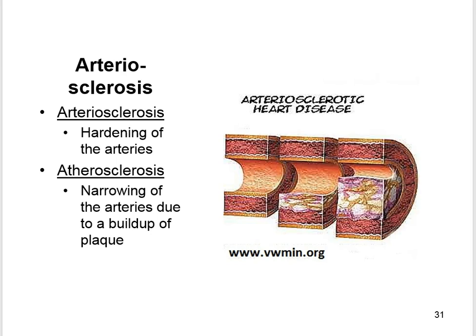Arteriosclerosis, so it's broken down into arteriosclerosis, which is hardening of the arteries. Healthy arteries are flexible and elastic, but over time the arterial walls can harden, which can restrict blood flow to organs and tissues. And the other type is atherosclerosis, and this is a specific type of arteriosclerosis.